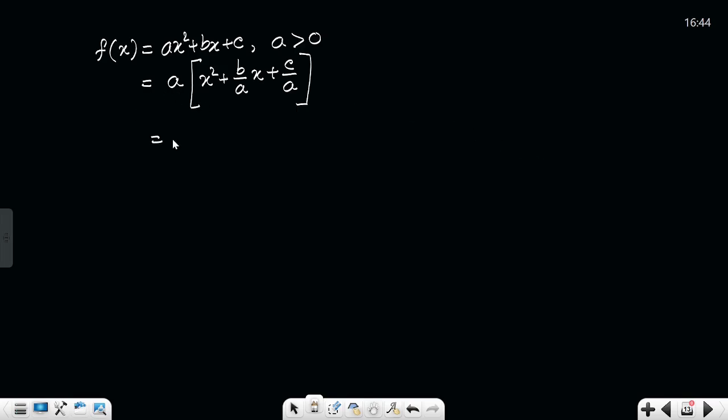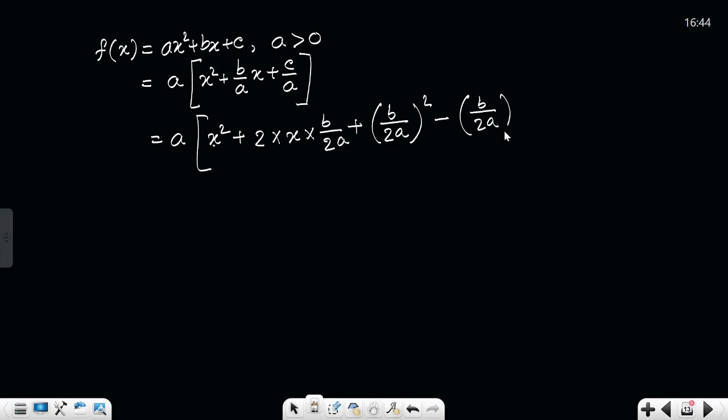Now it will be a into x square, and we will use the completing the square method. I discussed that in the previous lecture. So we can write x square plus 2 into x into, to balance b by a, we multiply by b by 2a. Plus we add an extra term, b by 2a whole square. Since we added an extra term, we need to subtract it also, so minus b by 2a whole square. The complete process is the same as before. Plus c by a.